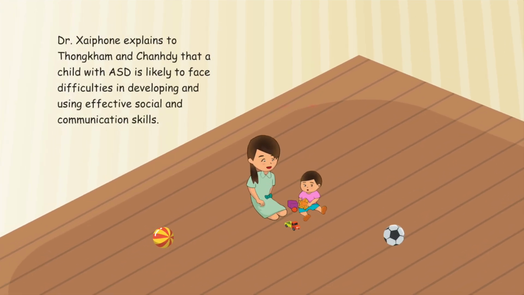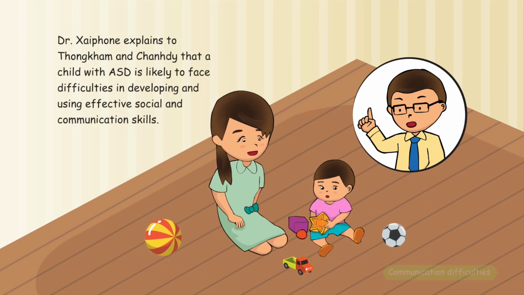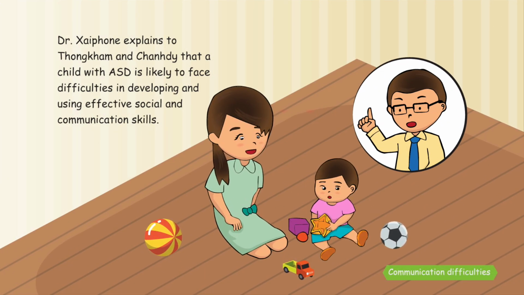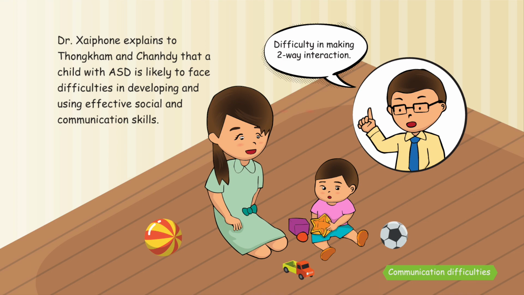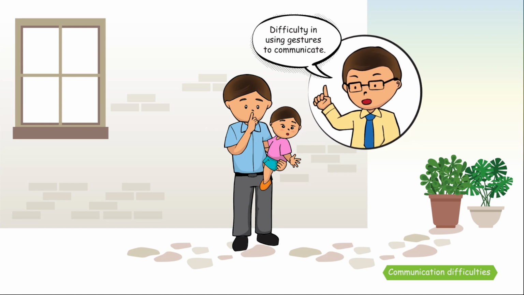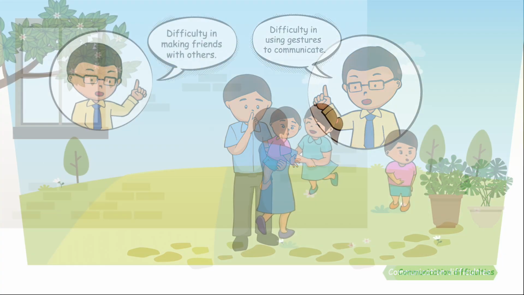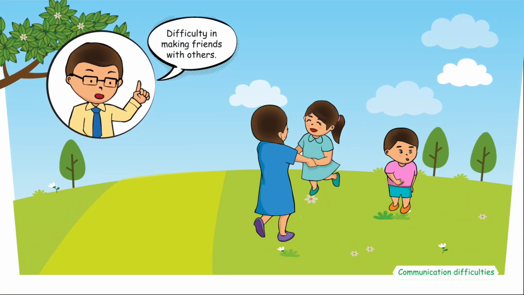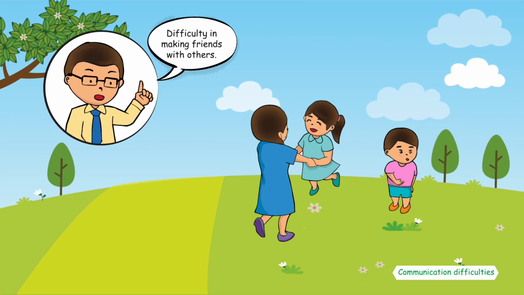Dr. Xaiphone explains to Tongkham and Chandi that a child with ASD is likely to face difficulties in developing and using effective social and communication skills. Dr. Xaiphone explains 3 pictures in a chart that show 1. Difficulty in making two-way interaction. 2. Difficulty in using gestures to communicate. And 3. Difficulty in making friends with others.